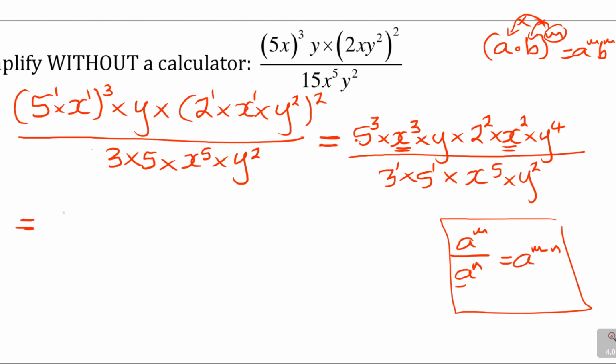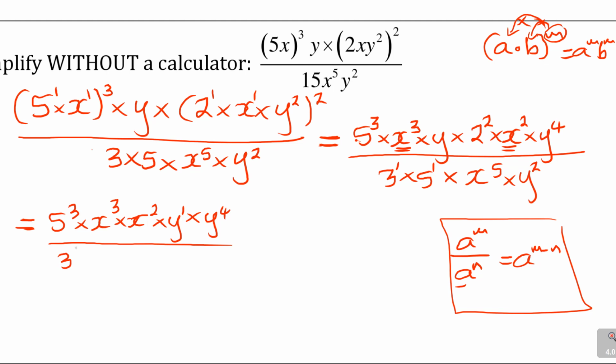Let's collect them together. So it's 5 to the power of 3 times x to the power of 3 times x to the power of 2 times y, which is power 1 there, times y to the power 4. If you're not given anything, it is power 1. All over 3 to the power 1 times 5 to the power 1 times x to the power 5 times y squared. Okay, so let's look at this now.